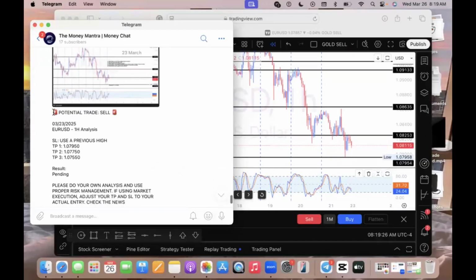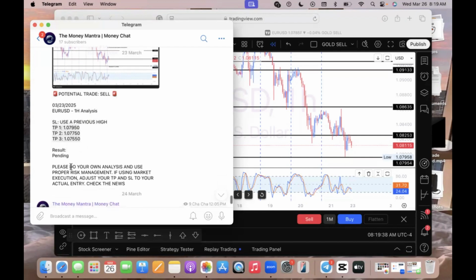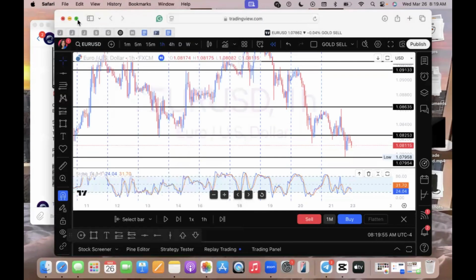Now, this trade was for a potential sell. It was on the 1 hour time frame. The stop loss was recommended to use a previous high. And for the take profits, I gave about 3 different targets that they can use. As always, if you are going to be copying trades from anyone, make sure you do your own analysis and use proper risk management. If you do choose market execution, adjust your take profit and your stop loss to your actual entry. And lastly, don't forget to check the news.